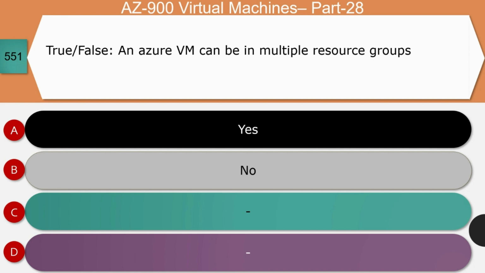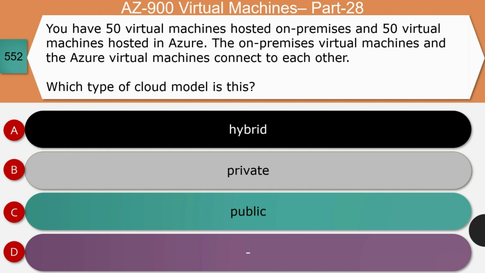Next question, true or false? An Azure VM can be in multiple resource groups. Is it yes or no? The right answer for this question is no. Each resource can exist in only one resource group, and so the right answer for this question is option B.